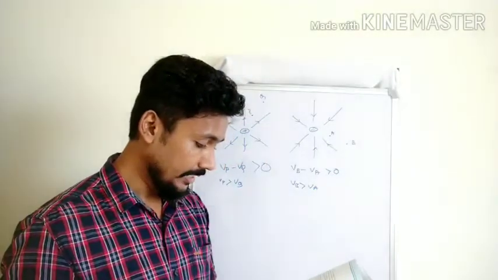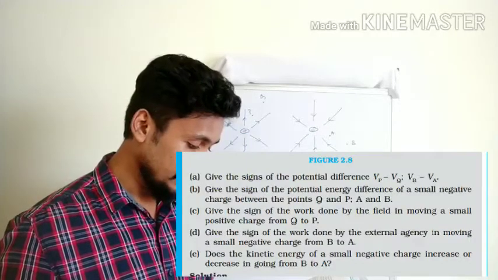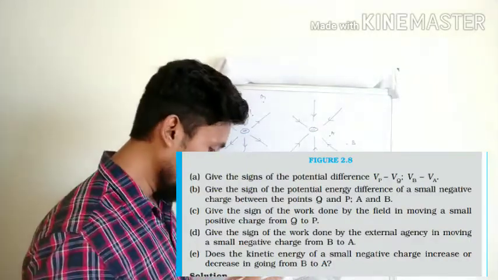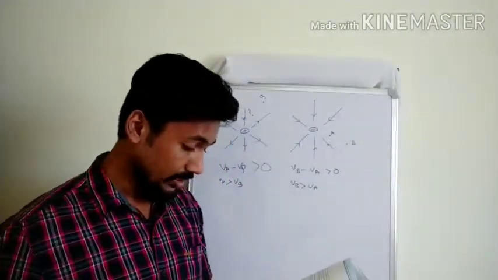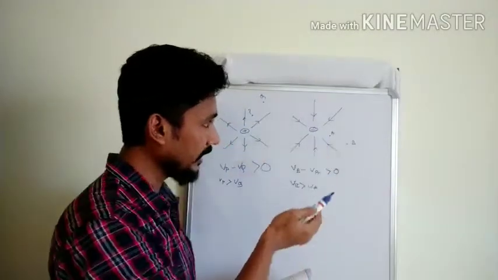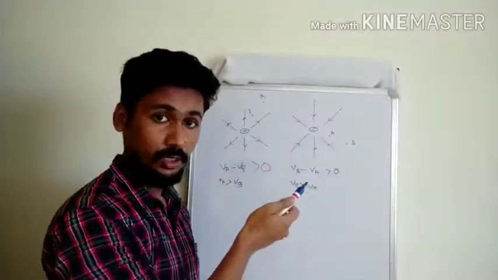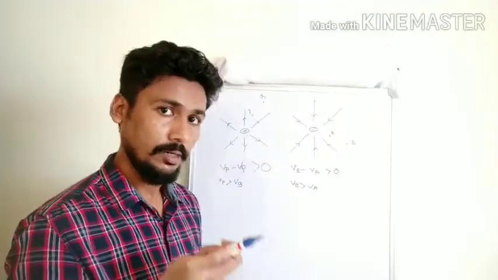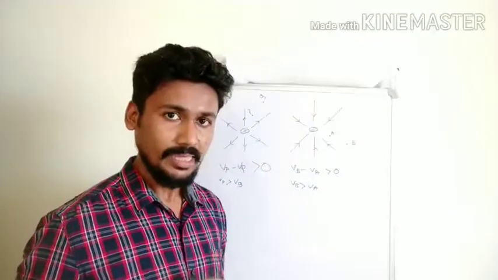Fourth one, D. Give the sign of the work done by external agency in moving small negative charge from B to A. This is for external agency. Please remember to read the questions. So by external agency moving it from B to A, if it is a negative charge, you have to do extra work, so thereby it will be positive. So the external agency will do positive work, but the field itself will do negative work.